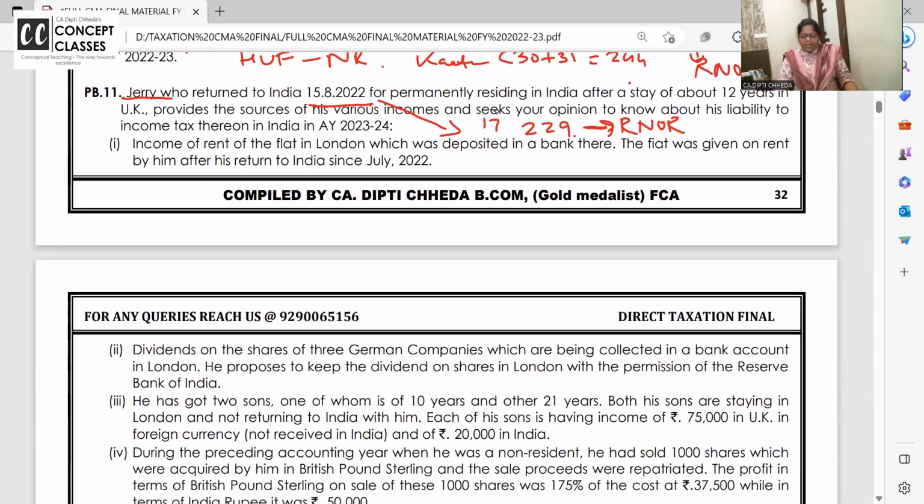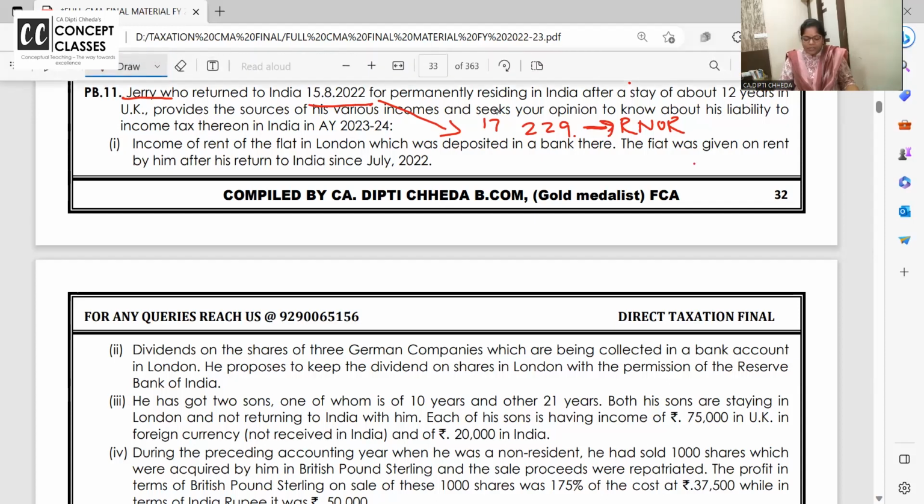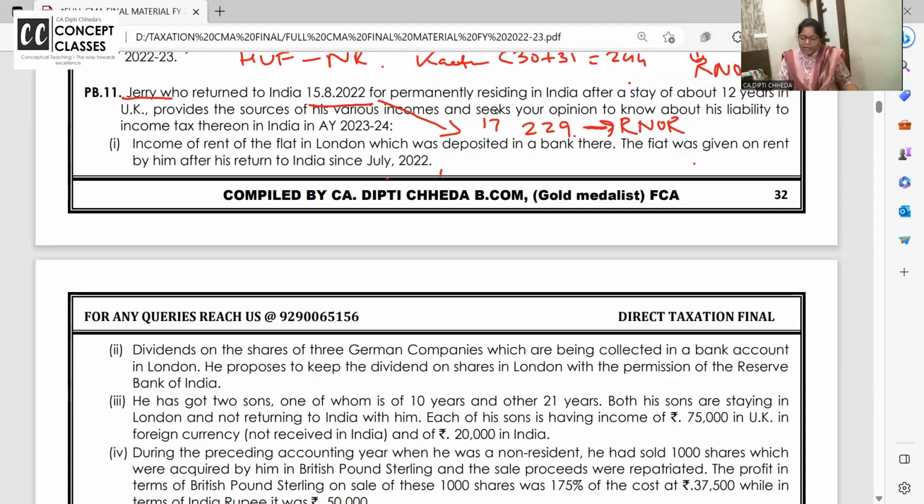Now look. Income of rent of the flat in London, which was deposited in a bank there. And the flat was given on rent by him after his return to India in July 22. So where is the rent being received? In London. Where is it received? London. Where does it accrue? London. Who is he? Resident but not ordinary. So why should he pay tax in India?